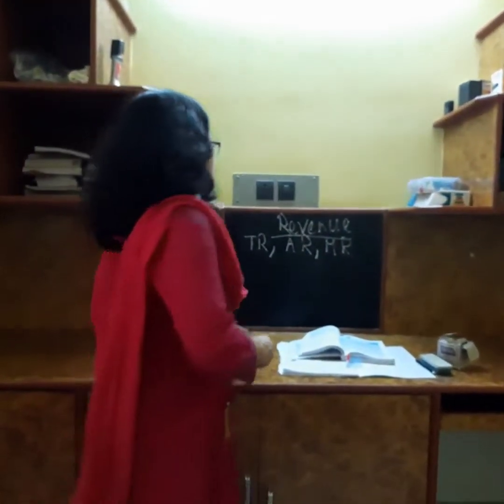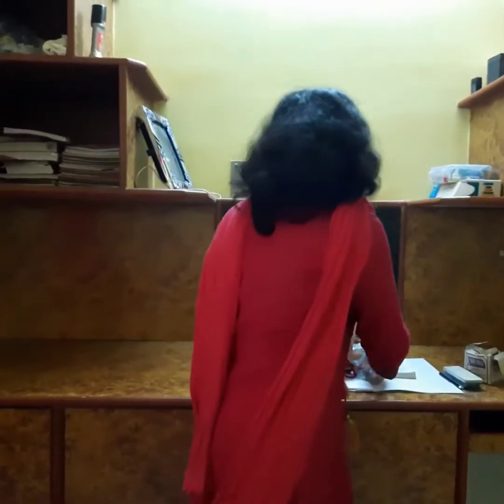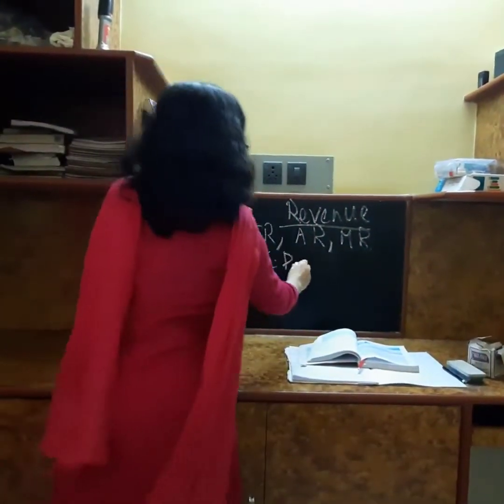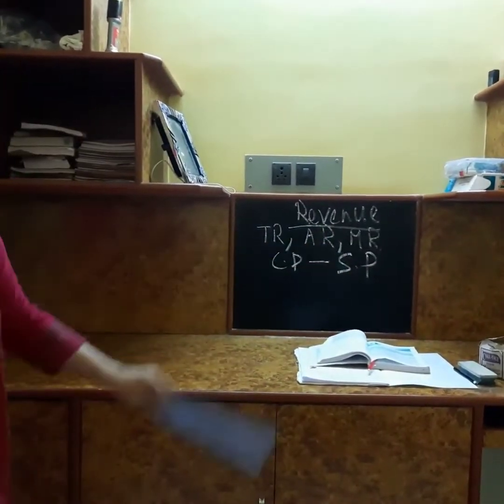One is the concept of cost price, that is CP. Another concept is SP, that is called selling price. So each and every entrepreneur or firm should have two types of price. One is called CP, that is the cost price. Another one is called SP, that is the selling price.